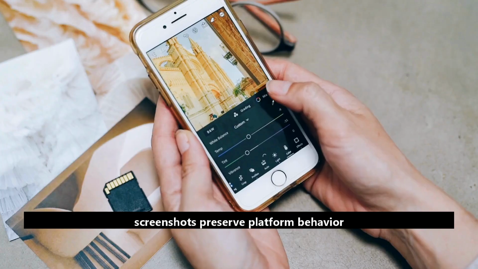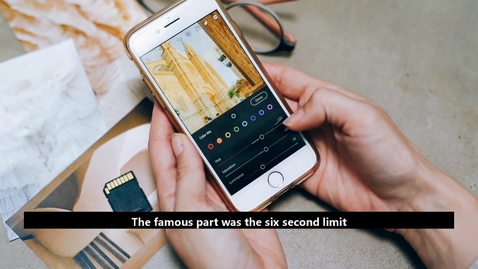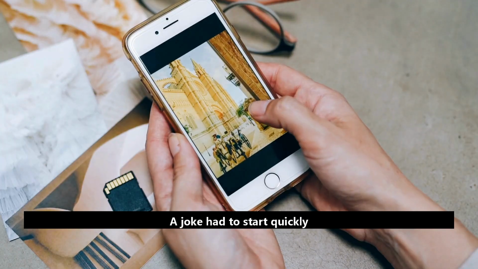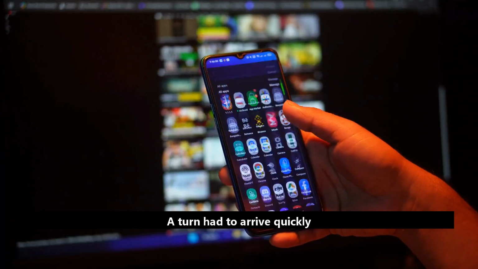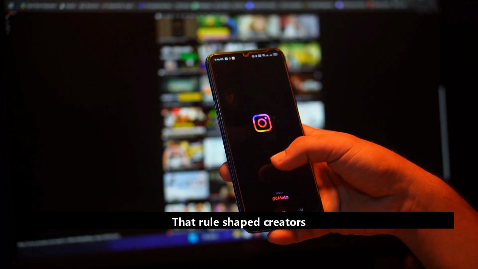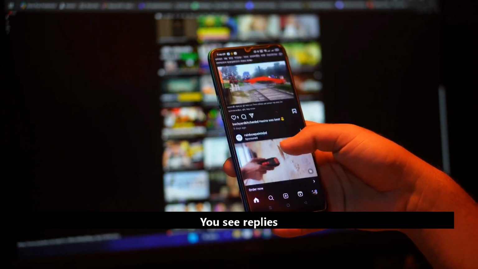First, screenshots preserve platform behavior. Look at an old Vine screen. The famous part was the 6-second limit. But the deeper rule was speed. A joke had to start quickly. A turn had to arrive quickly. A replay had to feel natural. That rule shaped creators. It also trained viewers. Even after Vine closed, the habit survived elsewhere.